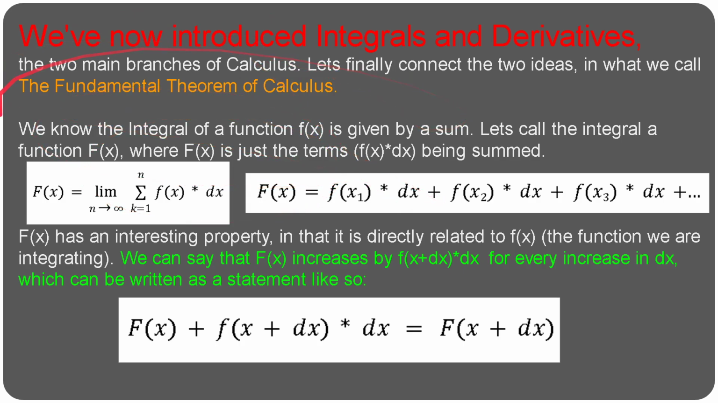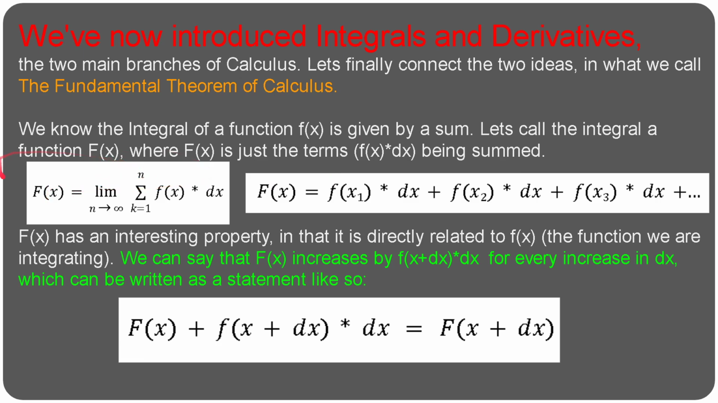So this is the explanation that made the most sense to me. Let's talk about where the fundamental theorem of calculus comes from. Conceptually, it's kind of difficult to wrap your head around. But let's connect back to the integral of a function being given by this summation. Let's call that integral a function capital F of x, where capital F of x is just the terms f of x times dx being added together.